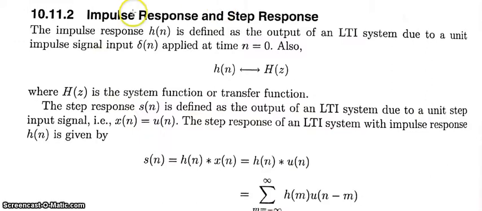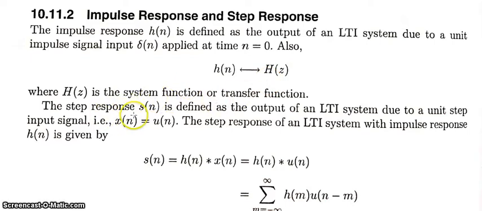Next, we will see the relation between impulse response and step response. We know the impulse response h of n is defined as the output of an LTI system due to a unit impulse signal input delta of n, and we know that this delta of n is applied at time n equal to 0 because the unit impulse delta of n exists only at n equal to 0. The Z transform of h of n is represented as capital H of Z, and this H of Z is the system function or transfer function as we have seen earlier.